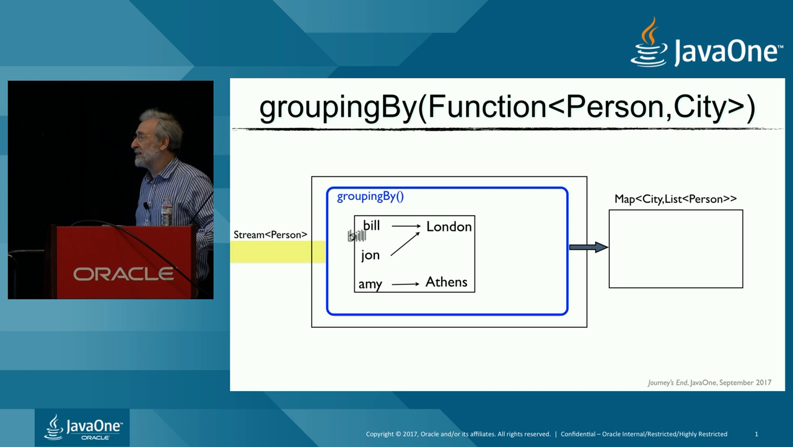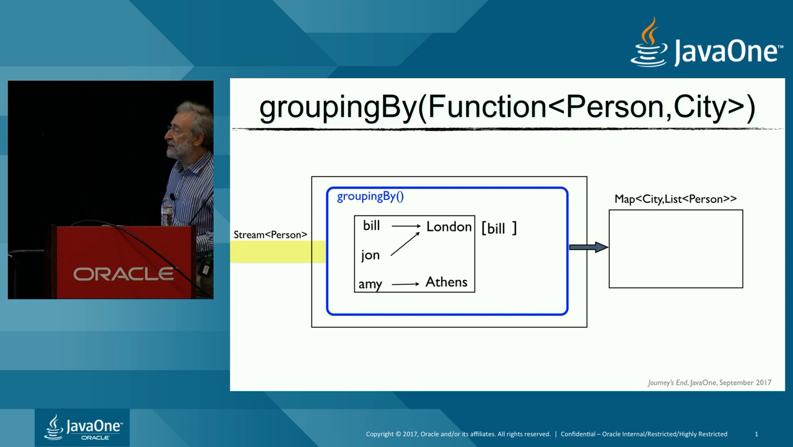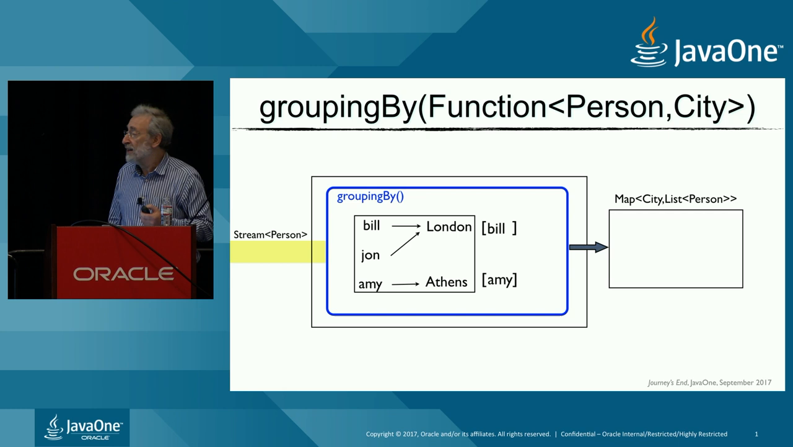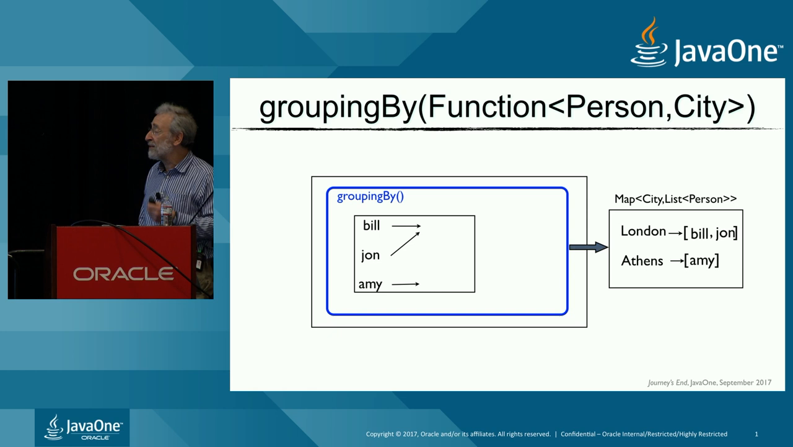So Bill comes in. Bill lives in London, and so he gets put into a list of personal objects associated with London. And Amy comes in, and Amy is added to a list of persons that are associated with Athens. And John comes in, and kind of obviously John is going to be added to the list that Bill is in. And now the stream is exhausted, and we get out the map from city to the list of person.